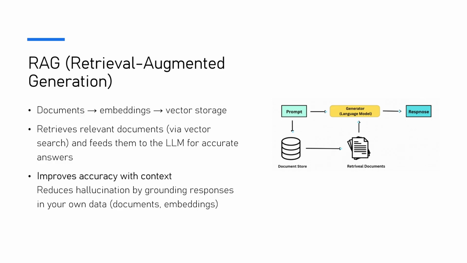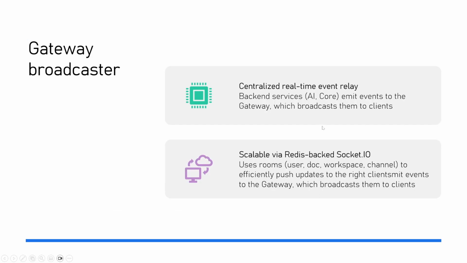Then we have RAG, which is retrieval augmented generation. Whenever a prompt is given, it fetches the specific documents required, retrieves them, and gives them to the LLM, which basically gives context to the LLM, so that it reduces hallucination by grounding responses. Because we have embedded documents, it has full context, so it provides better results for us.